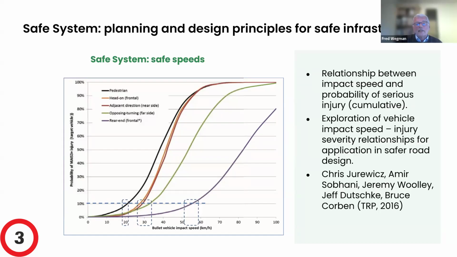And from graphs like this one, which is from Australia, we derive that we have to go to 30 kilometers maximum if we have vulnerable road users and motorized traffic together in the same space. Next, please.